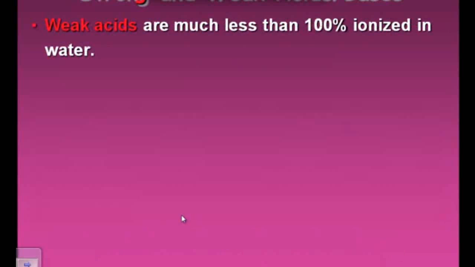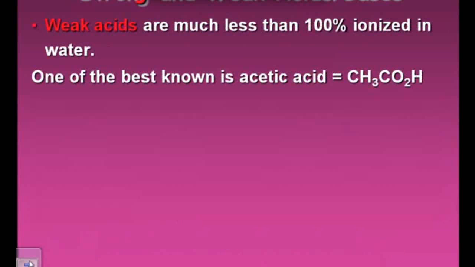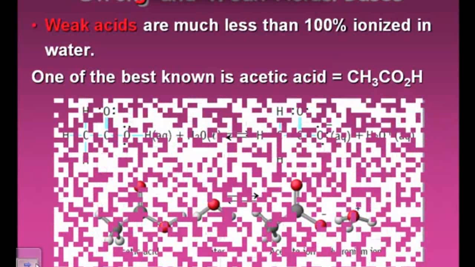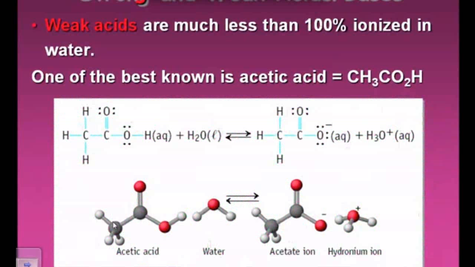Weak acids are much less than 100% ionized in water, usually 10% or less. One of the best known acids that is weak is acetic acid. The acetic acid will ionize to form the acetate ion and the hydronium ion, but most of it does not. And this is a two-headed arrow indicating that the reaction goes back and forth. So you end up with mostly acetic acid in there.